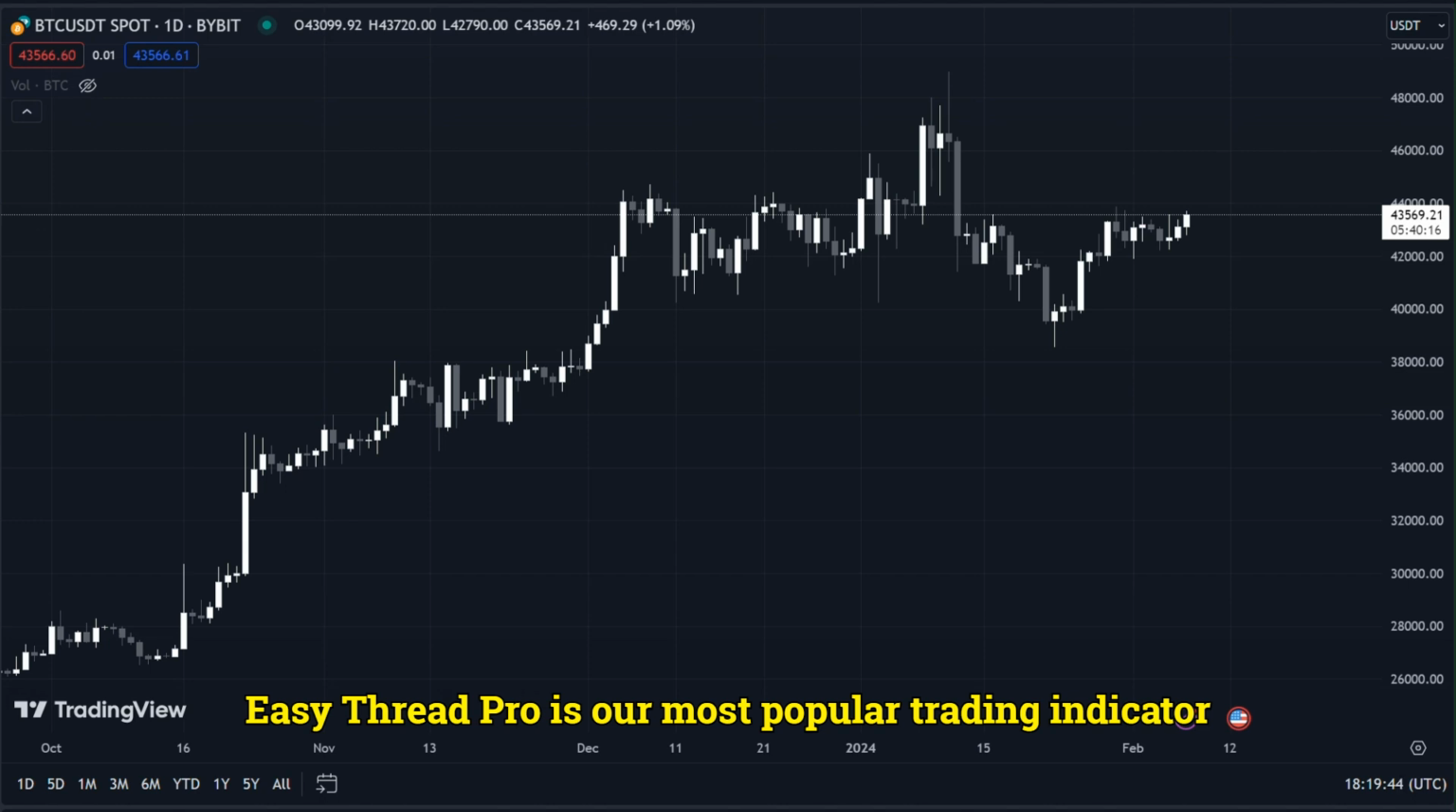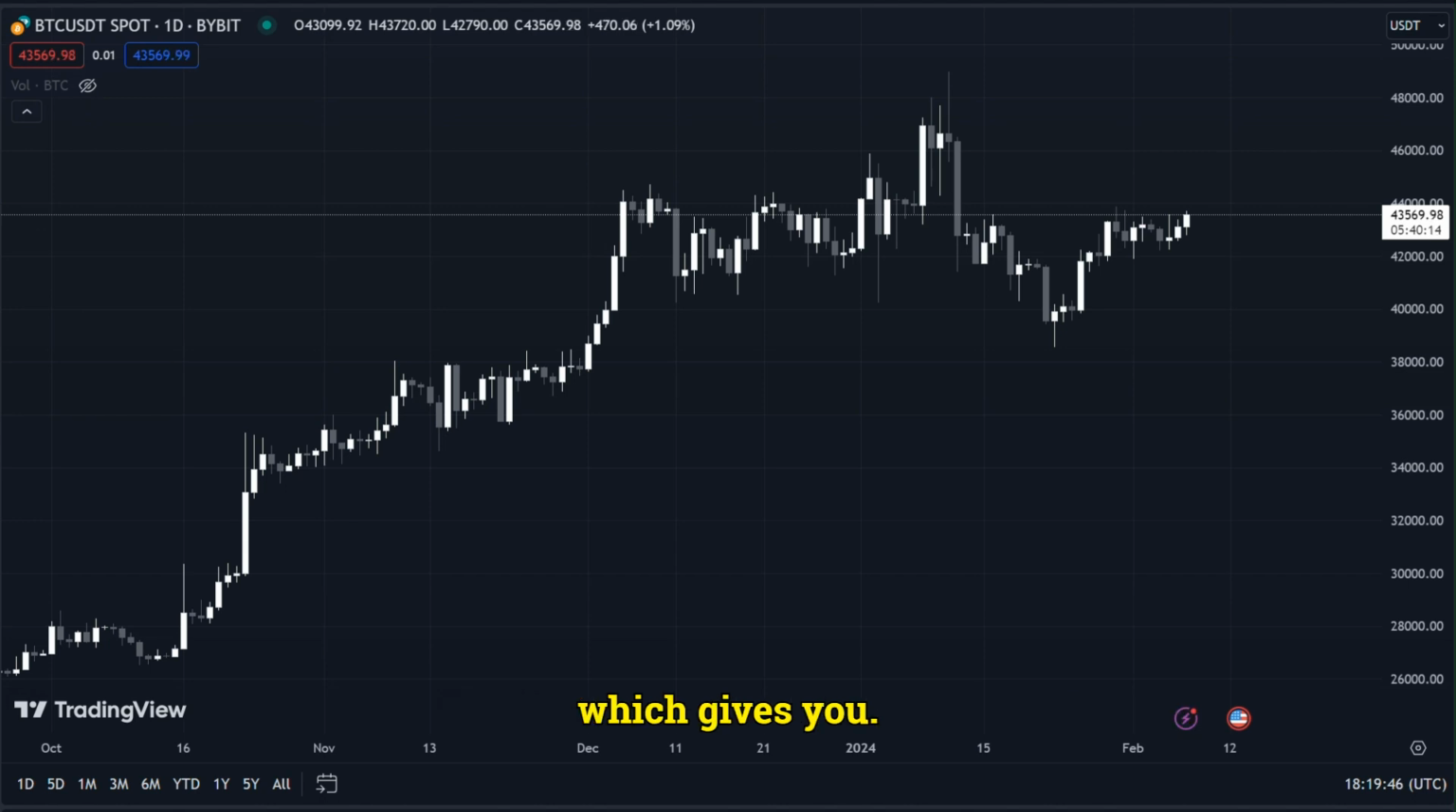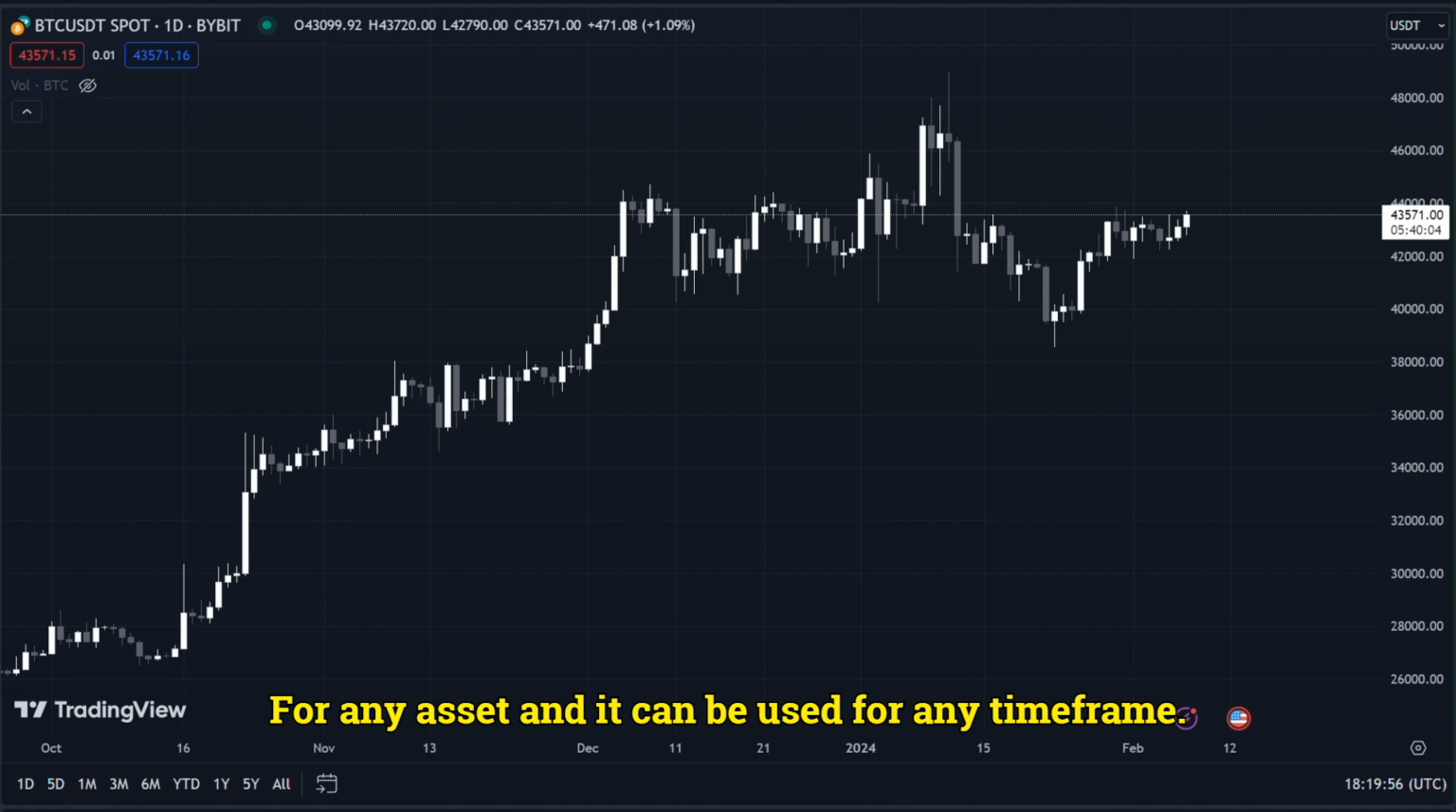EasyTrade Pro is our most popular trading indicator, which gives you a highly probable long or short setup for any asset, and it can be used for any time frame.